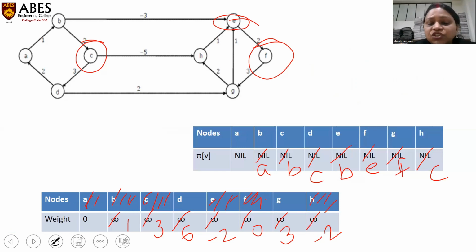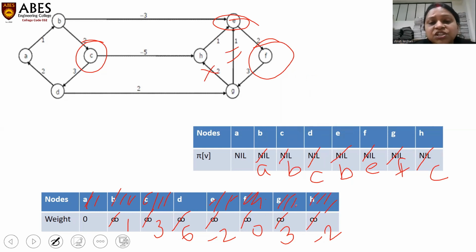Now, in D and G, which one is having the minimum value? G is having the minimum value. Just check for the other ones. From G, you have two edges. One is from G to E, but E is already visited. Then no need to go for the relaxation of the E vertex. Let's check for H. H is already visited. Then no need to go for this one also. So G will get visited, but it will not update any value.